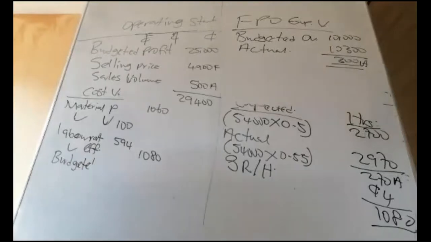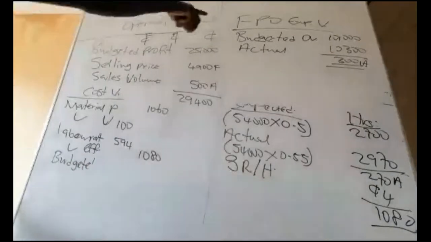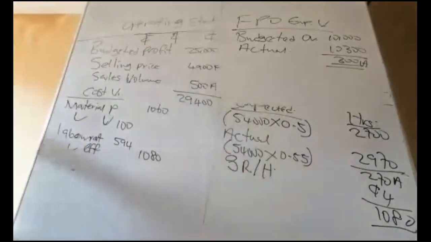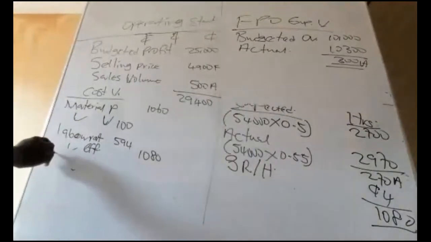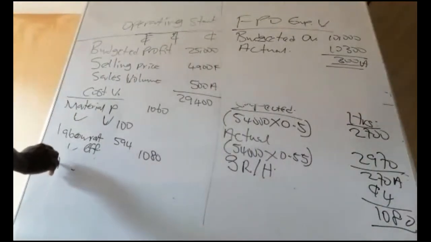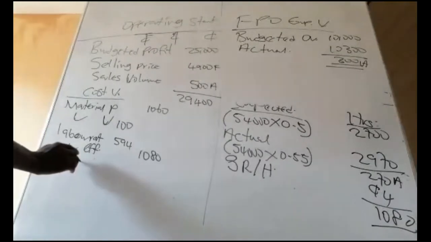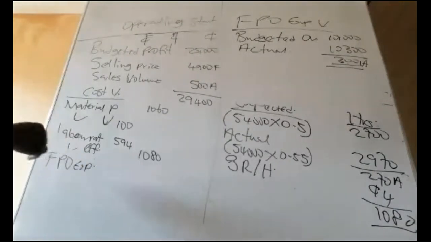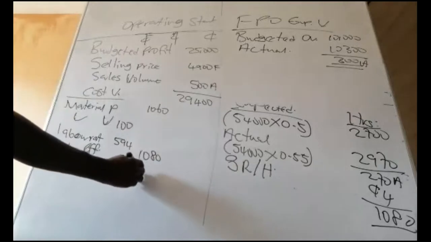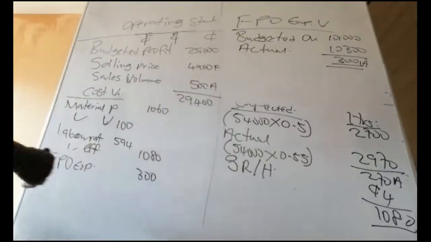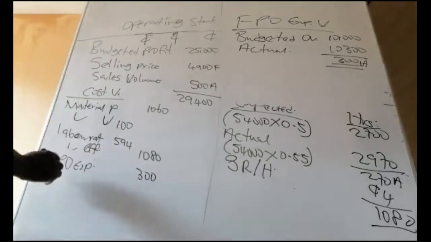no, it's not budgeted. You have to write the name that we wrote here. Good. So fixed, perfect. Fixed production overhead expenditure variance. Good. And that one is 300 adverse. It must go adverse, to this section. Yes.